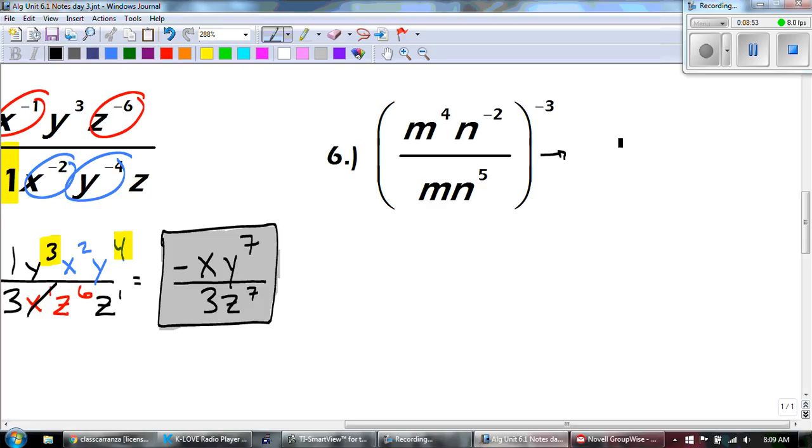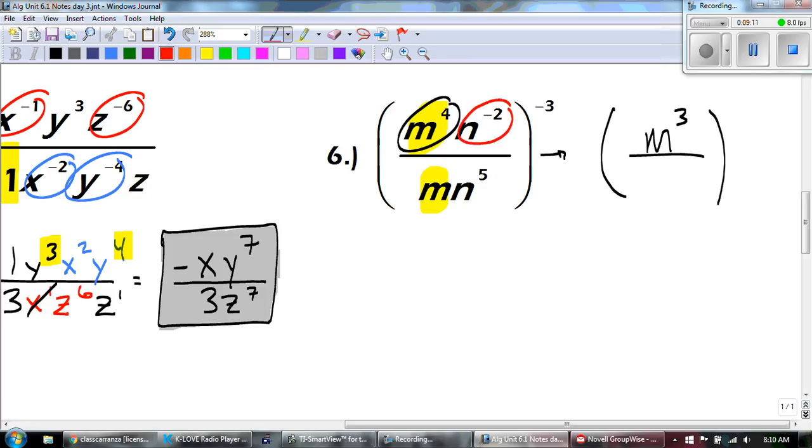So for this one, what I'm going to do is move some stuff and combine it. Okay? So looking at your m's, m to the 4th and m to the 1st, the top wins, and the top wins by 3. My exponent's negative, I'm going to drop it like it's hot. So that's where n squared would go. And that means that we have n to the 7th on the bottom, because 5 plus 2 is 7. And don't forget about the negative 3.